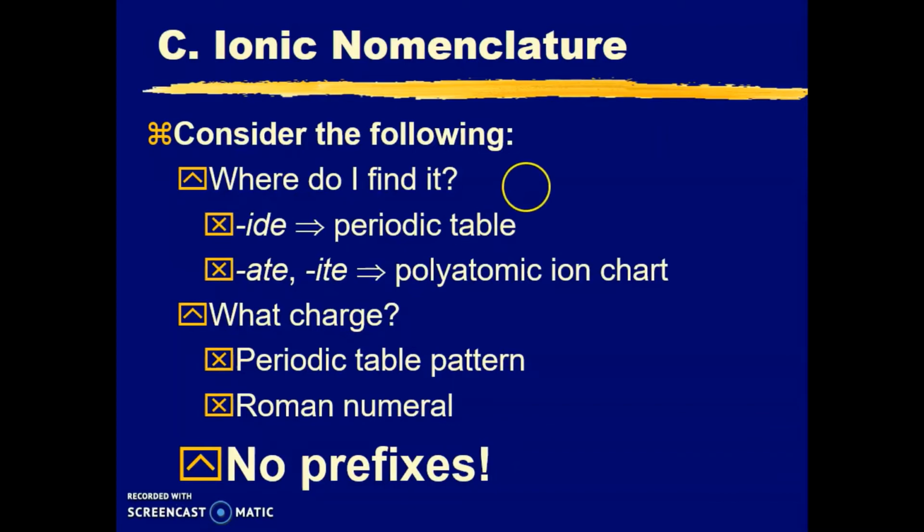Okay, what charge? If it's a polyatomic ion, your chart tells you what charge. Or you can look on your periodic table for the pattern that we're getting ready to go over for your single elements. And then sometimes you'll have to look at the Roman numeral that's been given. But a big thing to remember is that there are no prefixes in ionic compound nomenclature. I know that we did a lot of prefixes in the last one because that's part of covalent bonding rules. There are no prefixes in ionic bonding.